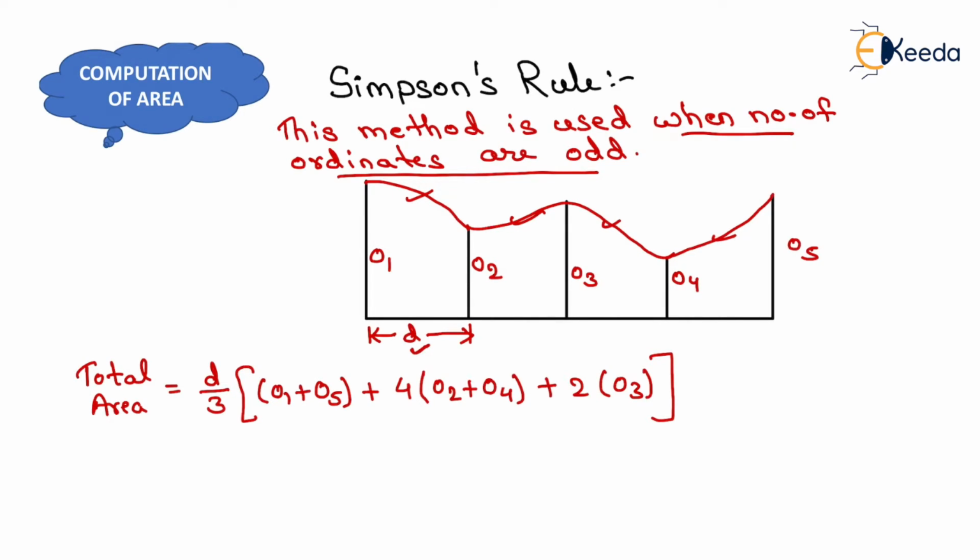Now we will add all these values and multiply it by d by 3. We will get the total area of that figure. Okay students, now that is the 4 methods for the computation of area.